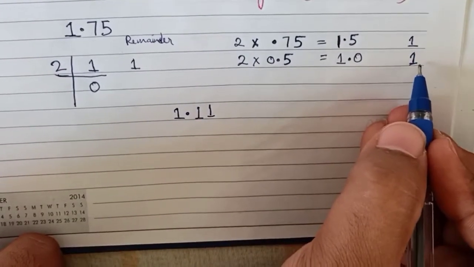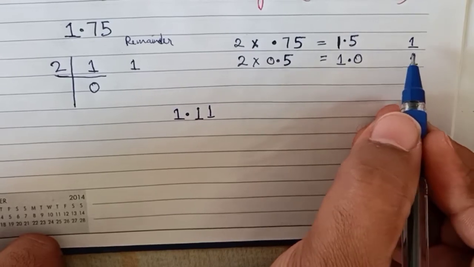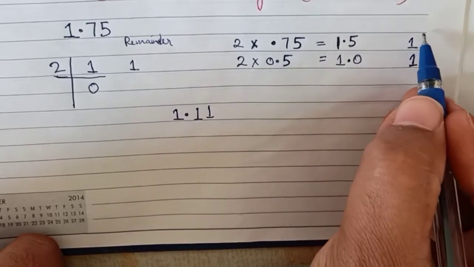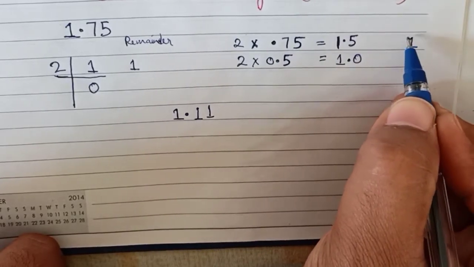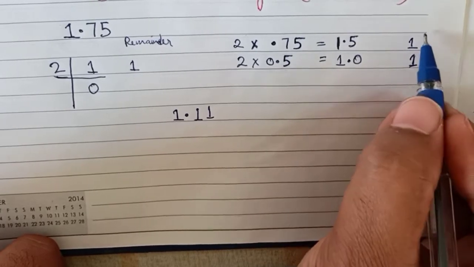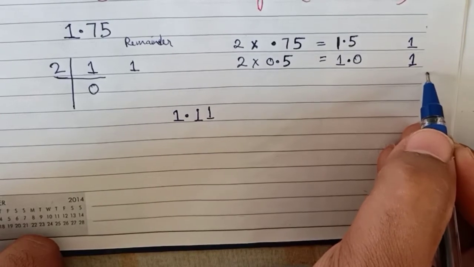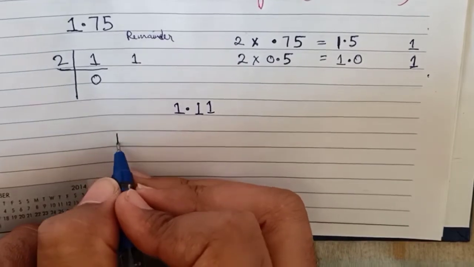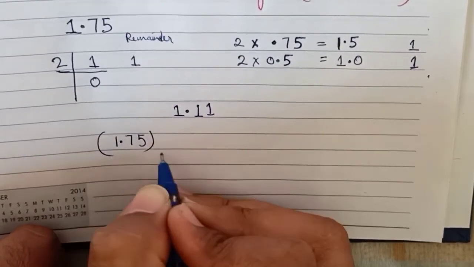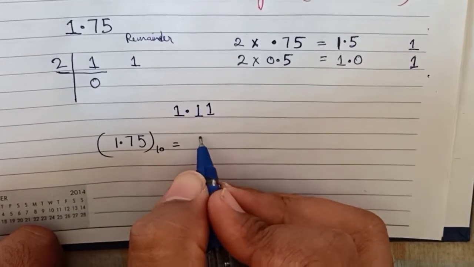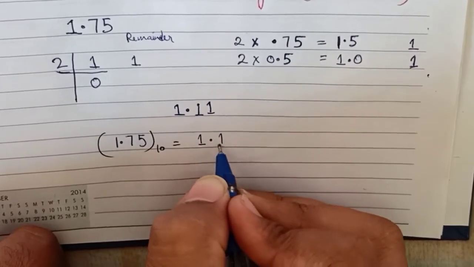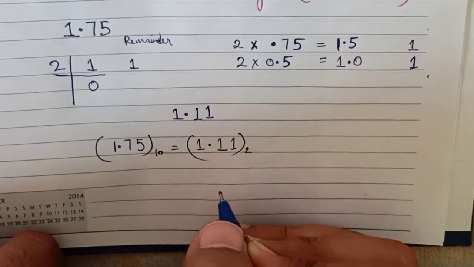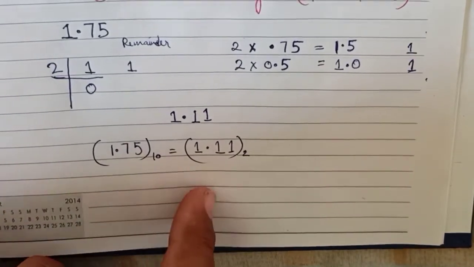Since here both values are 1, it is not very apparent to you, but keep in mind that whenever we convert the fractional part into binary, we go from the first to the last, from up to down in the fractional part. So we are getting 1.11. So can we write 1.75 in decimal equal to 1.11 in binary? Okay, so this is the conversion of decimal to binary.